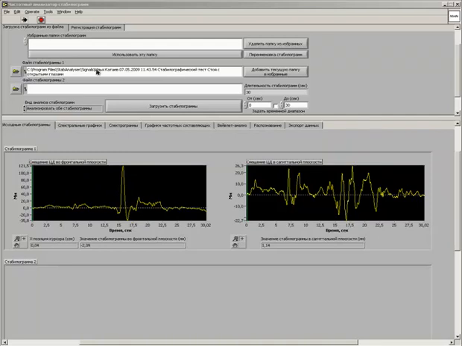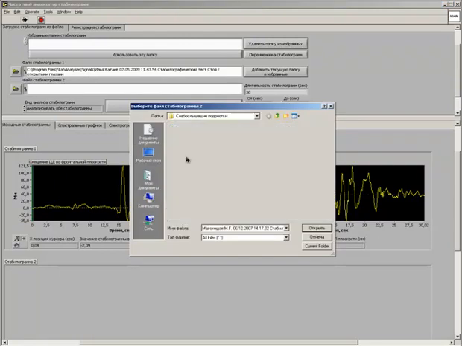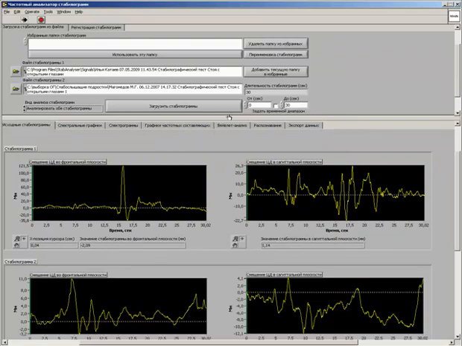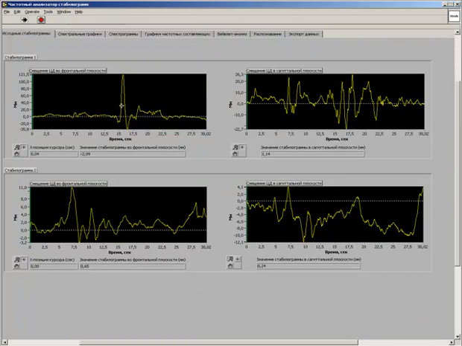I have just recorded the stabilographical signal of the adolescent subject. Let's load another signal into the program to compare the characteristics of two signals. For convenience, I can hide the data loading area. These charts display the signals' frontal and sagittal components. After loading of stabilograms, they can be analyzed.